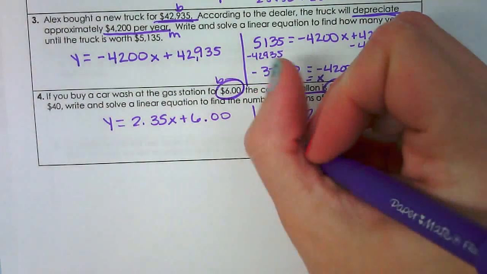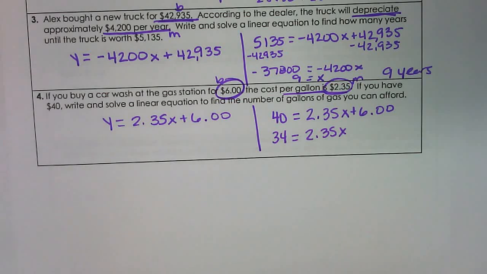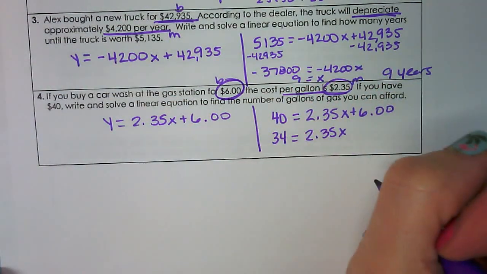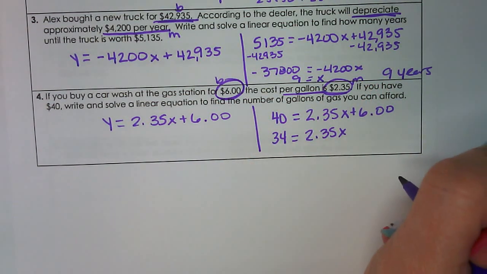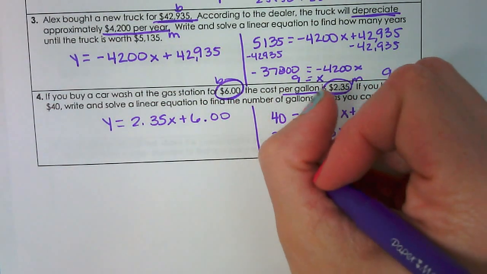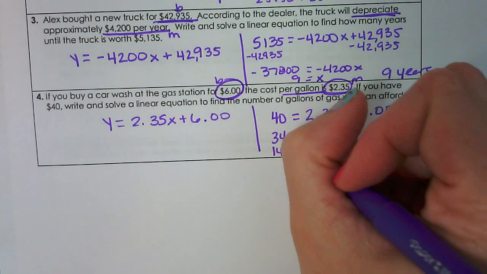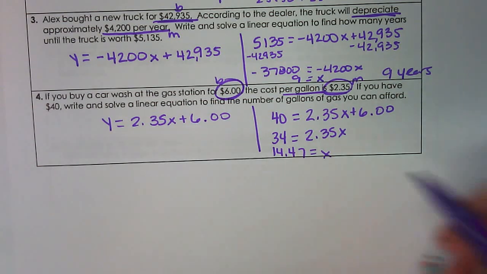And I'm going to solve. I'm going to subtract the 6 from both sides, and then I'm going to have to divide by $2.35. So, 14.46 if I round, or 14, would be the amount of gallons, sorry.